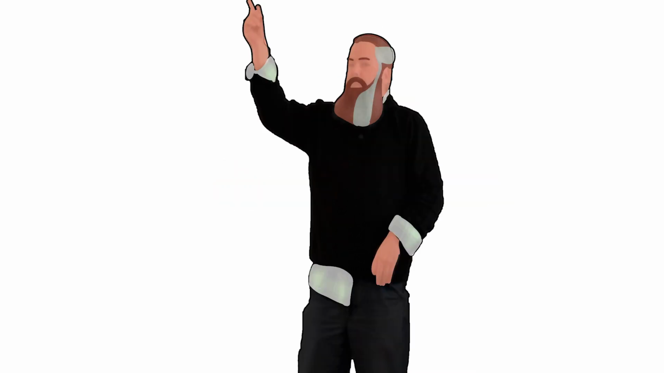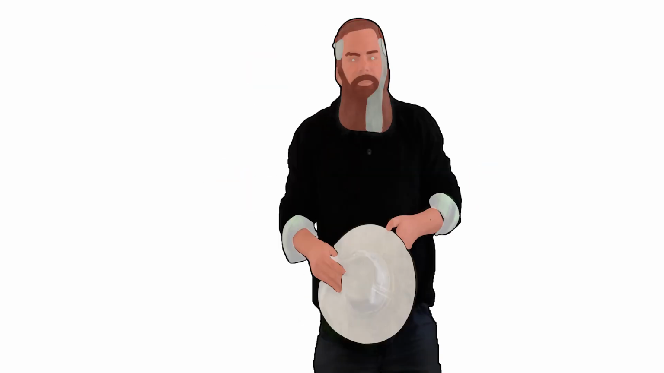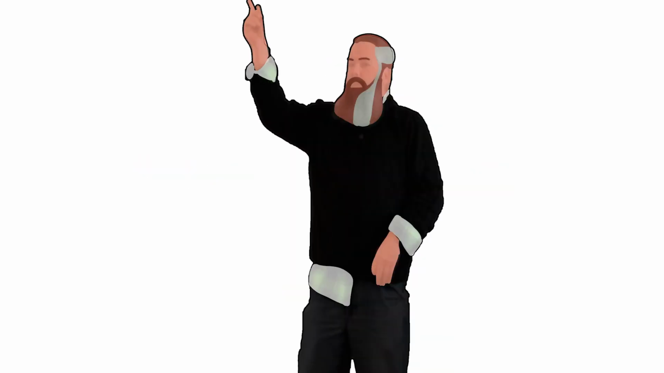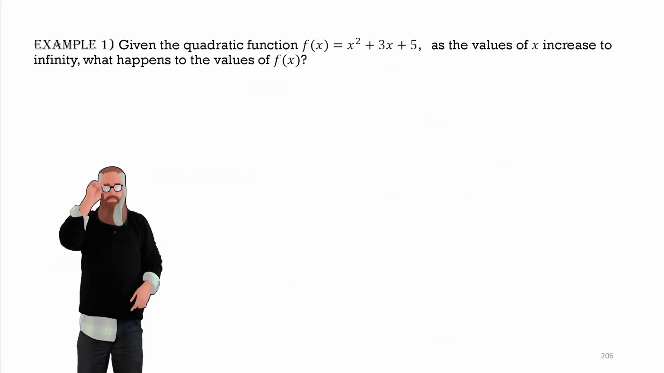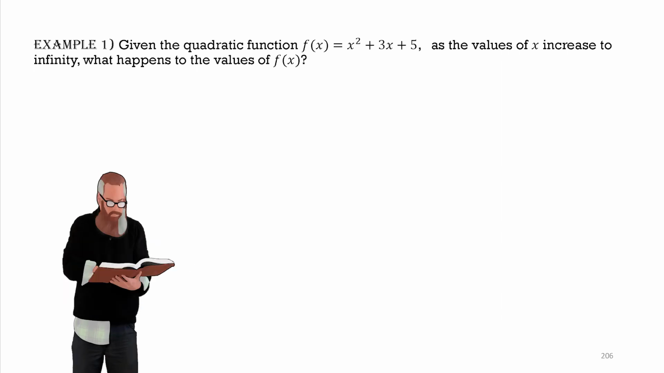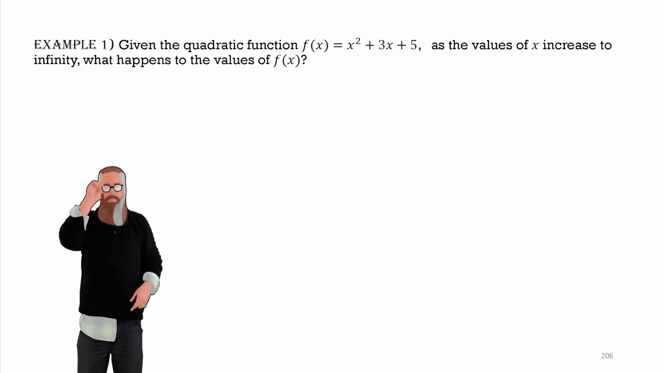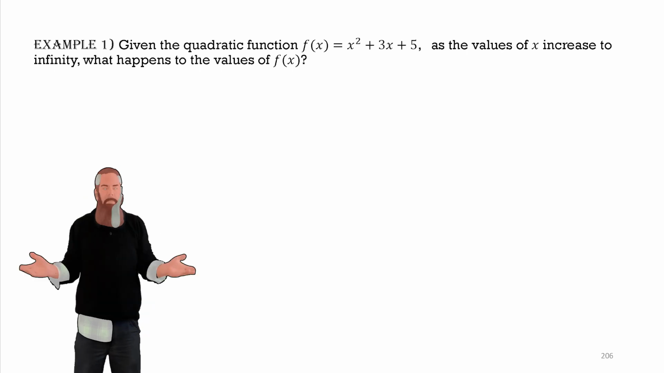The question just posed is answered through a series of examples we're about to do. Be sure to compare your guesses with the correct answer. Given a quadratic where f of x is equal to x squared plus 3x plus 5, as the value of x increases to infinity, what happens to f of x?